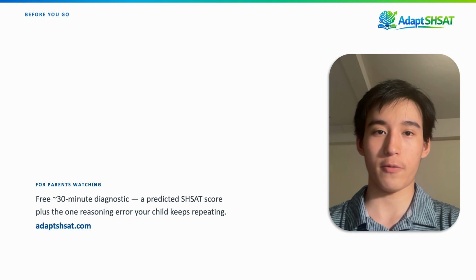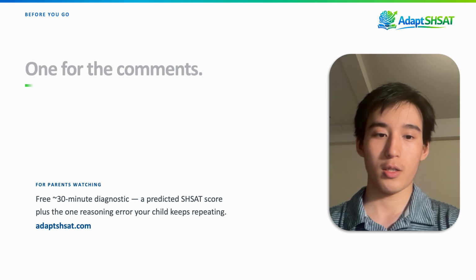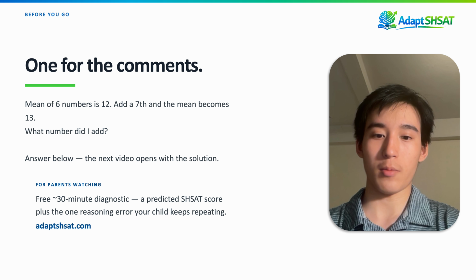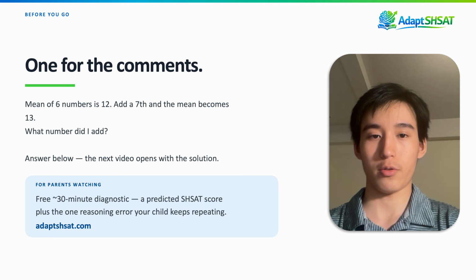There's one last question for you before you go, and feel free to put your answer and thought process for this in the comments below. The mean of 6 numbers is 12. I add a 7th number and the mean becomes 13. What did I add? It's the same move as question 1, it's just the other direction.